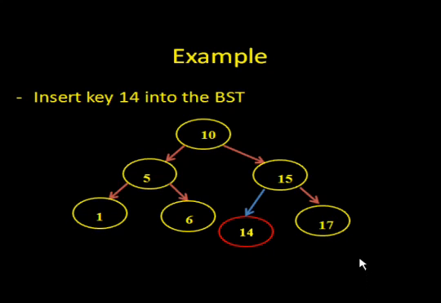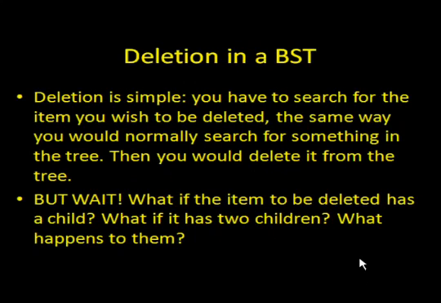Now, deletion in a binary search tree. Deletion is a simple idea. You search for the item that you wish to delete the same way that we previously talked about, and then you would delete it from the tree. But we have one problem here. Suppose that the item you are trying to delete has a child, or what if it has 2 children connected to it? Well, if you delete that node right away, then everything else that was connected to it would also be deleted. So you have to consider that. How?